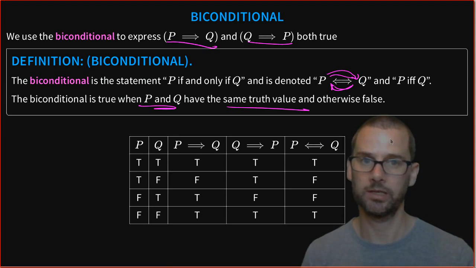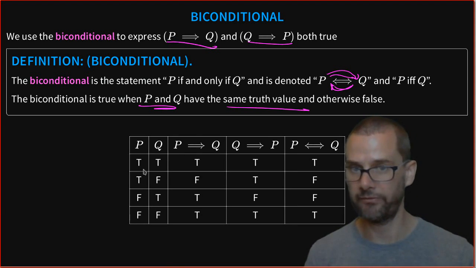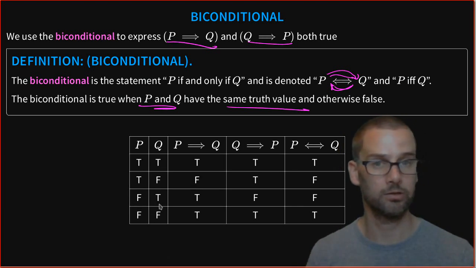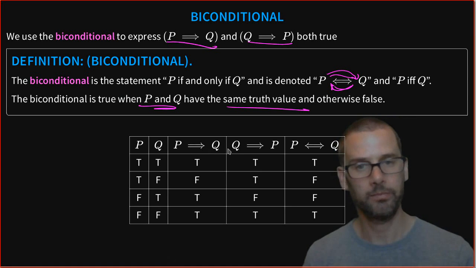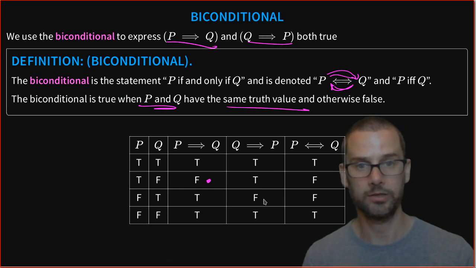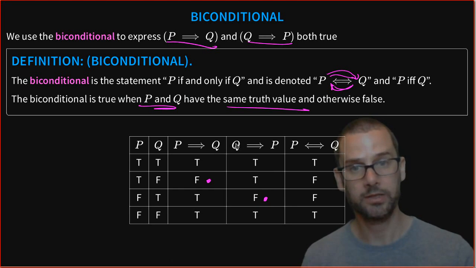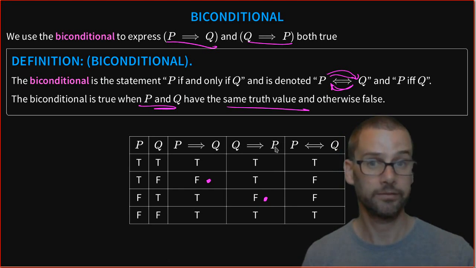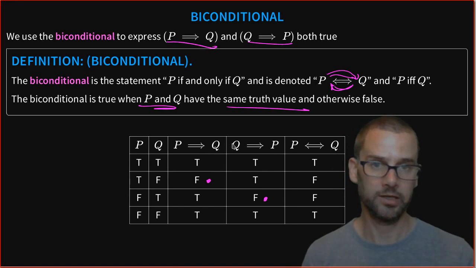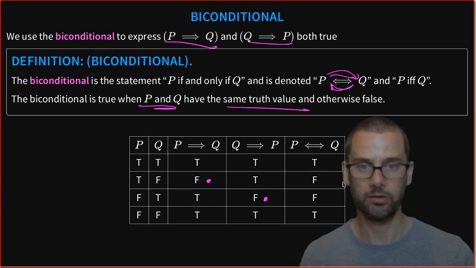We can summarize this in a table here. Here are our 4 possibilities: true, true; false, false; true, false; true, false. These are all 4 possibilities of P and Q's truth values. Here's the implication, P implies Q. Notice it's false here. Q implies P. Notice it's false here, when the hypothesis is true and the conclusion is false. And we then just take the conjunction of these 2 things to get this truth table.